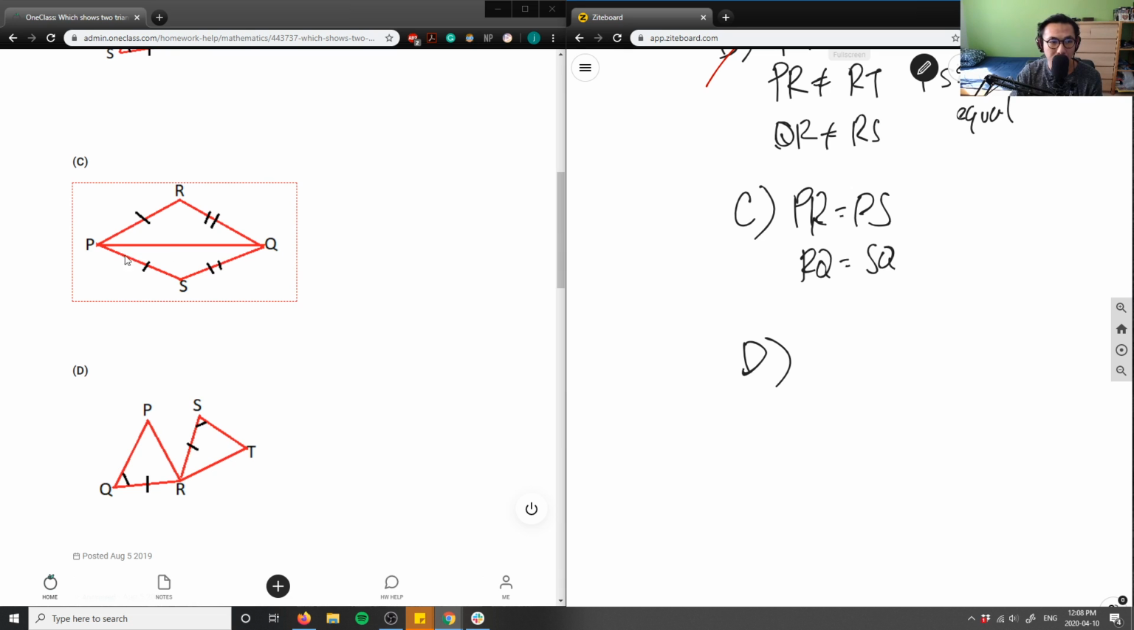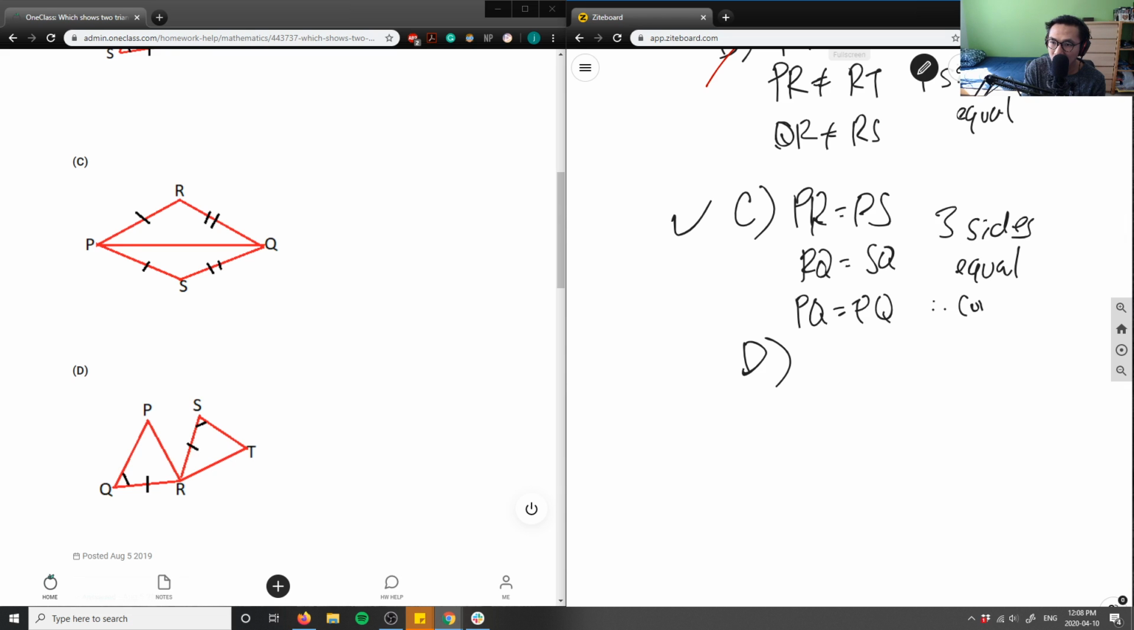And then what about PQ? This last line here. PQ in this case, because the two triangles share the side, PQ equals PQ, right? They share this side, so again, it has to be the same length. They share the same side, which means this answer is correct because I have three sides that are equal to each other. Therefore it proves that this is congruent. Sweet. So C is our correct answer here.